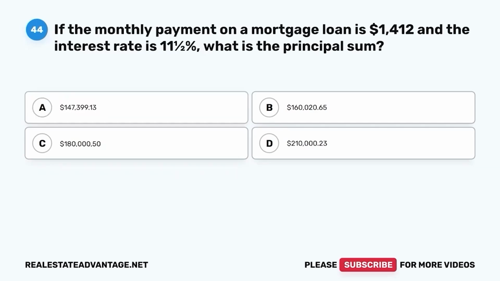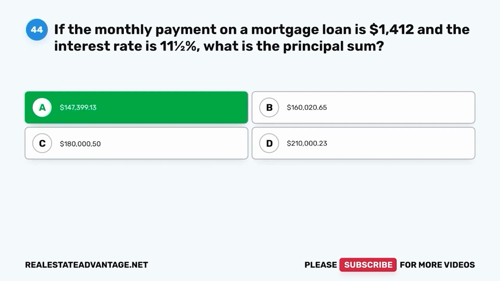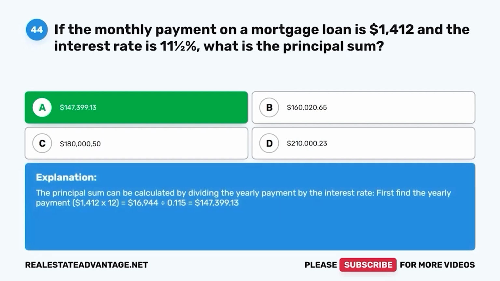Question 44. If the monthly payment on a mortgage loan is $1,412 and the interest rate is 11.5%, what is the principal sum? A. $147,399.13. B. $160,020.65. C. $180,050. D. $210,023. The correct answer is A, $147,399.13. The principal sum can be calculated by dividing the yearly payment by the interest rate. First, find the yearly payment. $1,412 times 12 equals $16,944, divided by 0.115 equals $147,399.13.